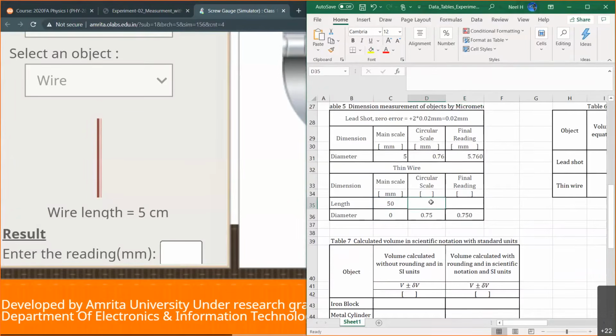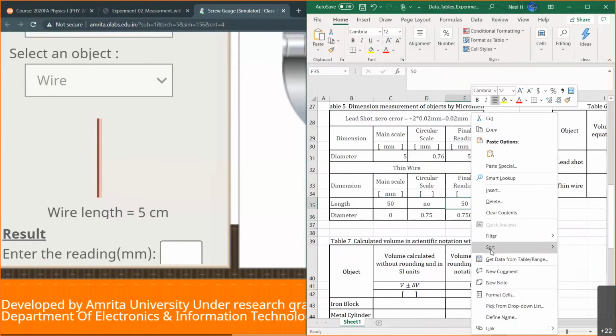There's no circular scale, right? So I can just get rid of that. Don't write anything down. You can say just no. And the final reading is just 50 millimeters. However, you have to write it down with at least 1 decimal place.